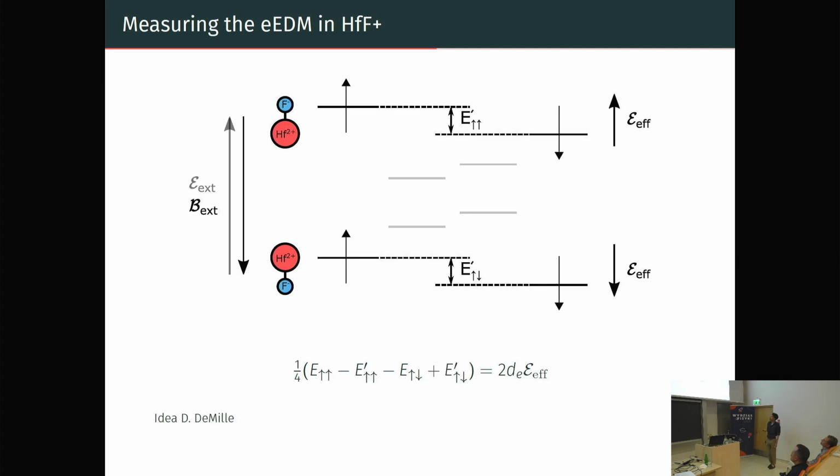In actual fact, what we do is perform the experiment twice, once with the magnetic field pointing one way and once with the magnetic field pointing the other way. And then we take some linear combination of these four energies that we measure, and that gives us a signal that's proportional to the Electron EDM and is more resilient to systematic errors.